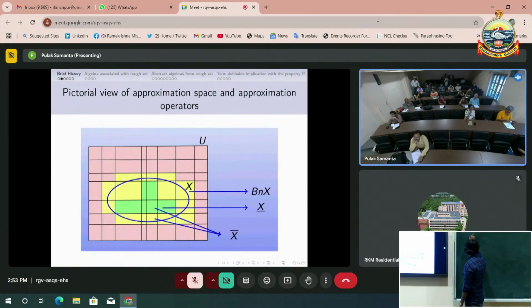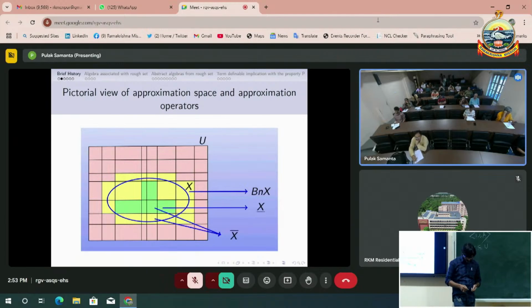An approximation space is a non-empty set U together with an equivalence relation. Then U is partitioned into distinct equivalence classes. We take X as a subset of U, and we define two operators on X: one is the lower approximation operator, another is the upper approximation operator.